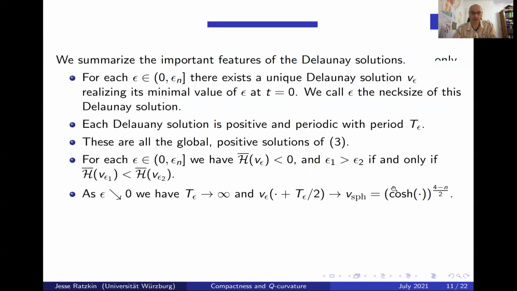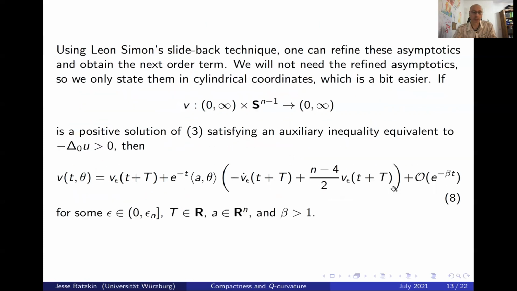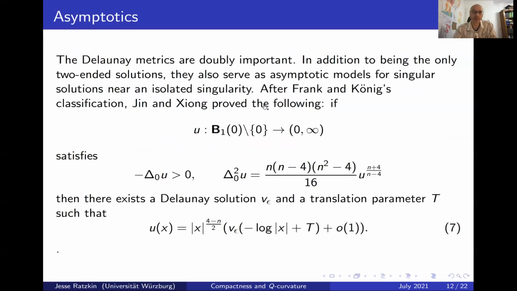Okay, so I want to describe the asymptotics briefly. The Delaunay metrics are important examples. In addition to being the only two-ended solutions, they also describe the asymptotics of a constant Q curvature metric with an isolated singularity.